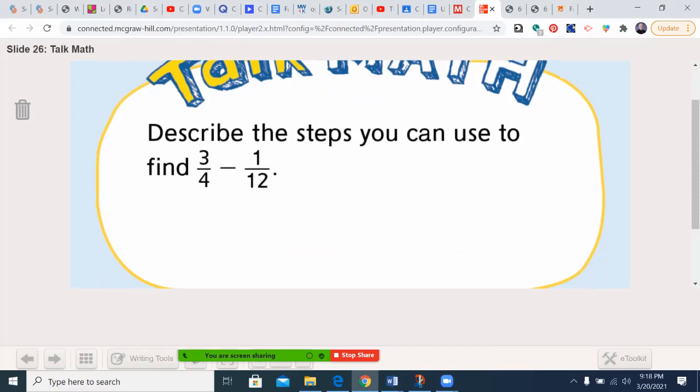What steps can I use to find 3/4 minus 1/12? Step 1 is I'm going to find the least common multiple, which in this case is 12. Since 4 went into 12 3 times, I'll multiply the numerator and denominator by 3. So I get 9/12 minus 1/12, which is 8/12. Then I'll simplify and get 2/3.